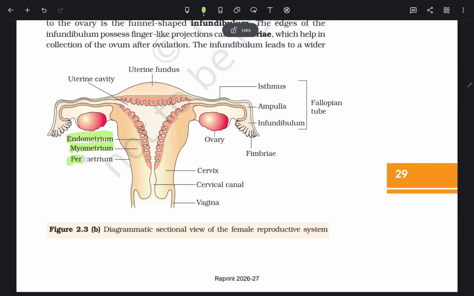Endometrium, myometrium, perimetrium, fallopian tubes.